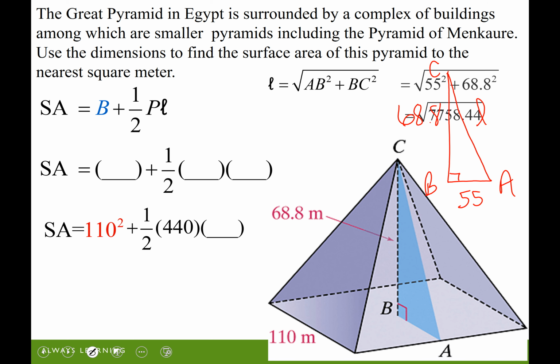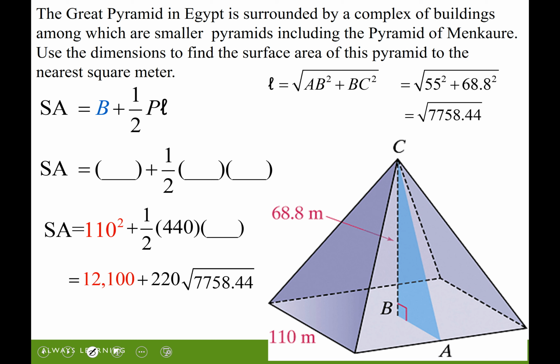So the slant height would be, I'm going to have to erase my figure there. So go ahead and sketch that triangle if you need it. I'm going to erase it so you can see the formula. Plugging in the 55 and the 68.8 gives us a slant height of the square root of 7,758.44. So that would be our last blank.